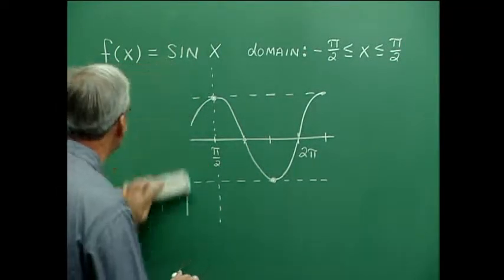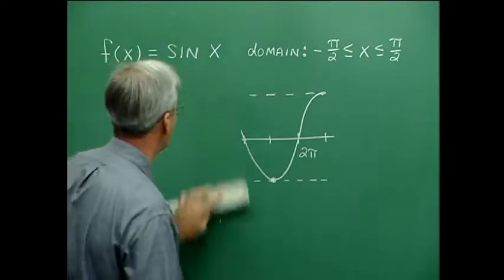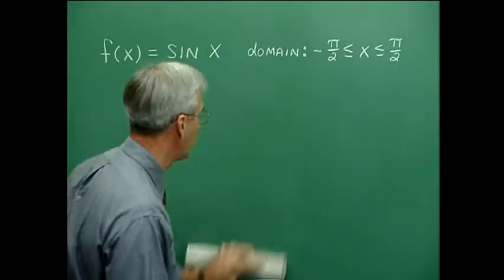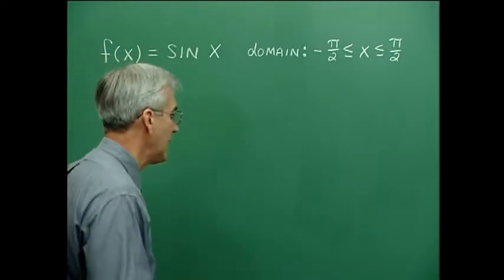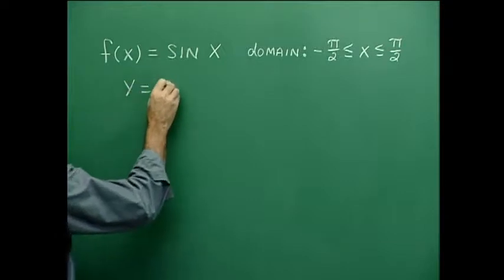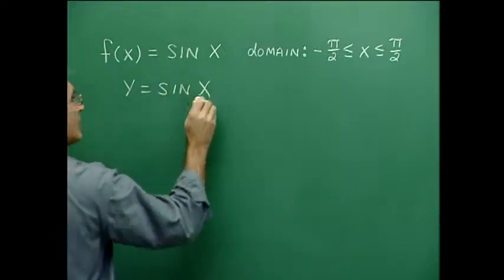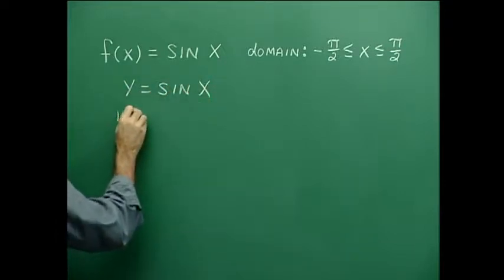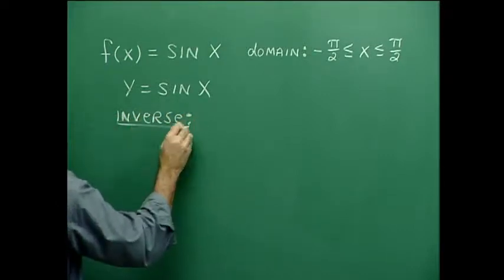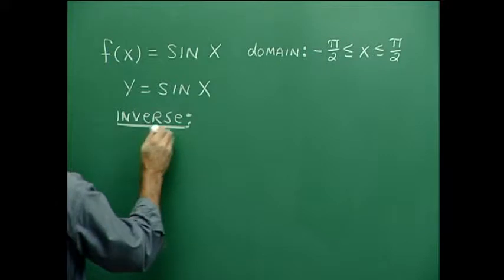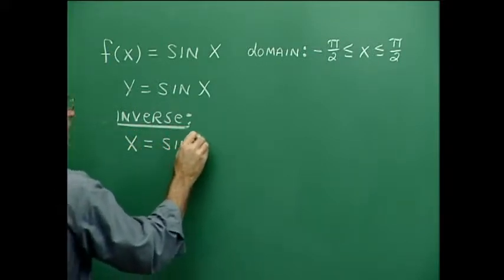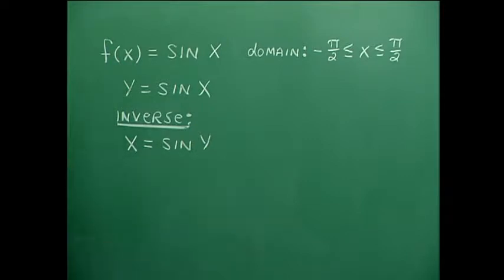Okay, we've got our limitation. Now let's generate the inverse. Remember how we did that before? It's a swapping of the roles of x and y and then a solving for y. Well, we think of this as y equals sine x. And now for the inverse, we swap the roles of x and y. So we write this as x equals sine y. And now the trick is to solve this for y.